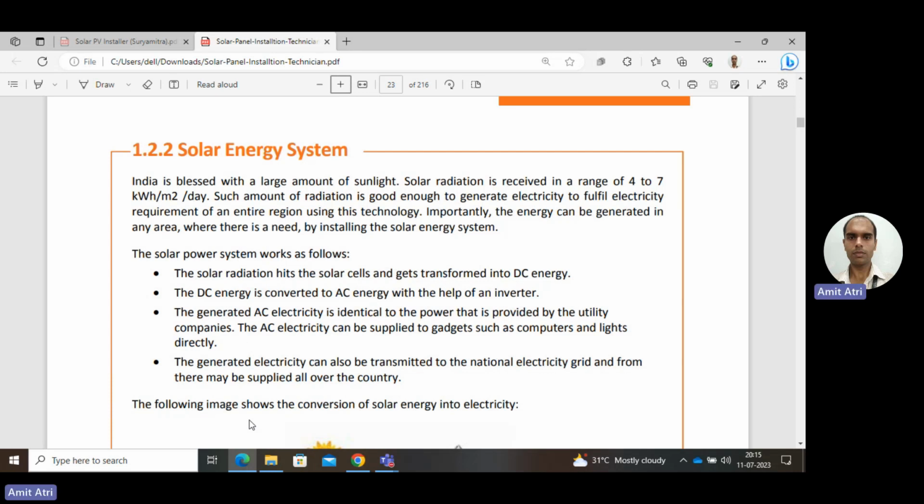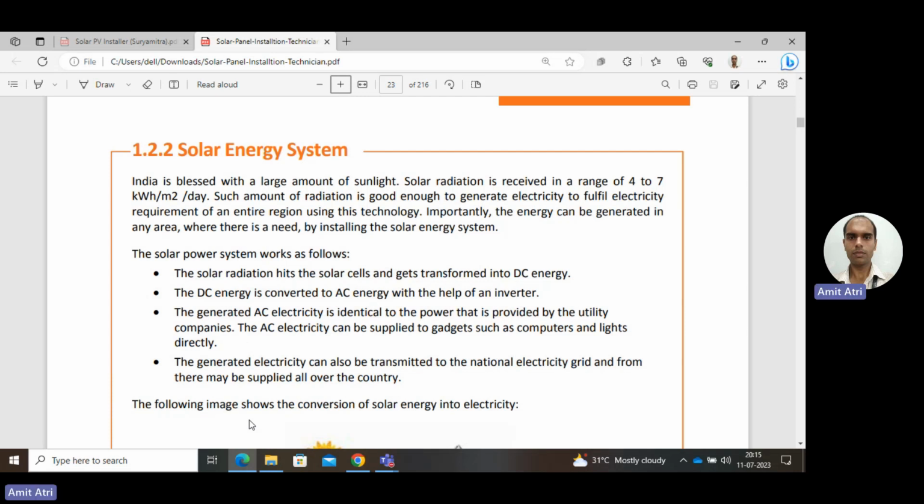So the AC electricity can be supplied to commonly used household gadgets, computers, lights. Directly they can be utilized. The electricity generated can also be transmitted to the national electricity grid, and from there it will be supplied all over the country. Means using solar cells, we are generating electricity and then feeding it back to the grid. So the power transfer is two-sided, from grid to load and from load to grid as well.